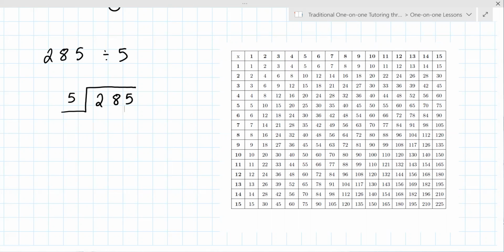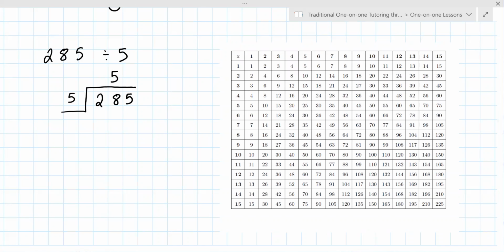I think I got my final answer. I don't know if it's right or wrong. What's your final answer? 171. Okay, so 5 does not go into 2, but it does go into 28 and it goes in 5 times. Oh, I forgot to combine them together. Yeah. So it's a little thing, but it makes a big difference in the end.